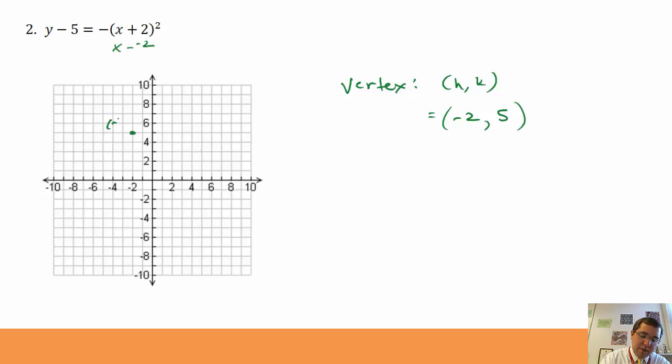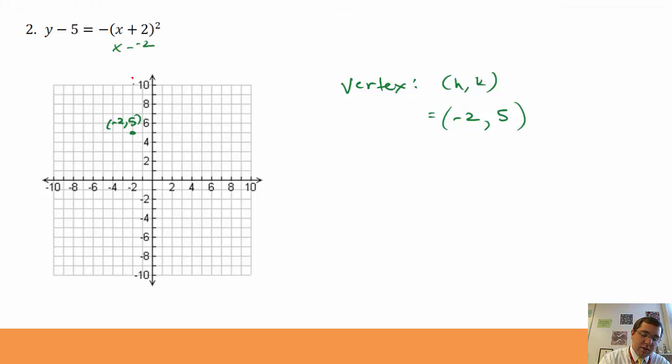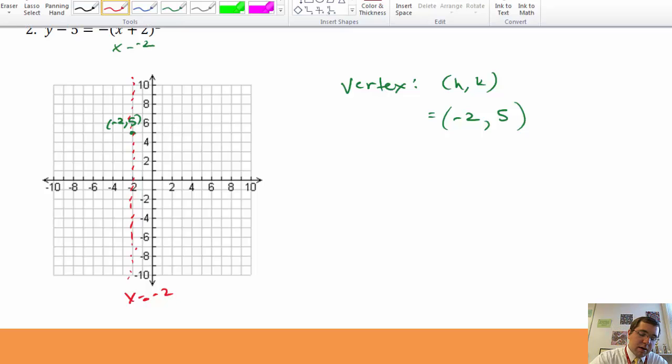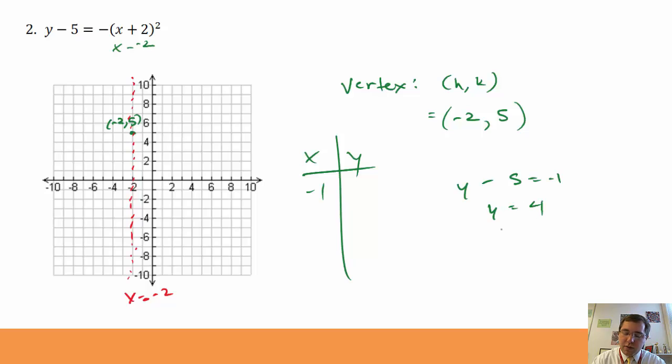I know it's going to open down. And I know the axis of symmetry is going to go vertically through the vertex. So what line is that? It's the line x equals negative 2. X equals the x-coordinate of the vertex. Okay, let's make a little table. Let's go 1 to the right of the vertex. When x is negative 1, what is y? We'll have negative 1 plus 2, which is positive 1, squared is 1, but that's made negative. So we'd have y minus 5 equals negative 1, which means y equals 4.